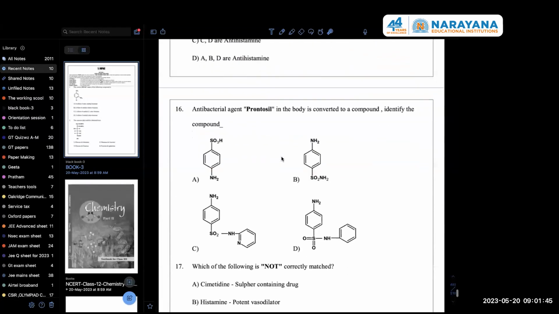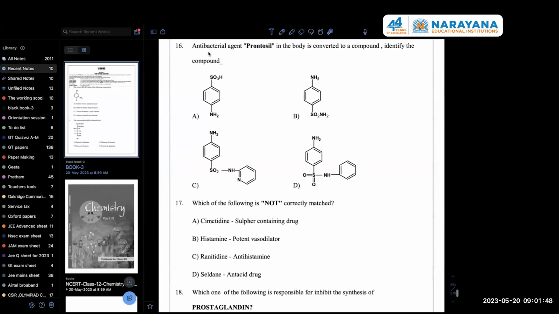A, B, D are antihistamine. Now, please tell me, the antibacterial agent prontosil in the body is converted to one particular compound. Identify that compound. Tell me. B option. Yes, this is B, sulfanilamide. That is how the term sulfa drugs were discovered. Prontosil in the body is converted into sulfanilamide.